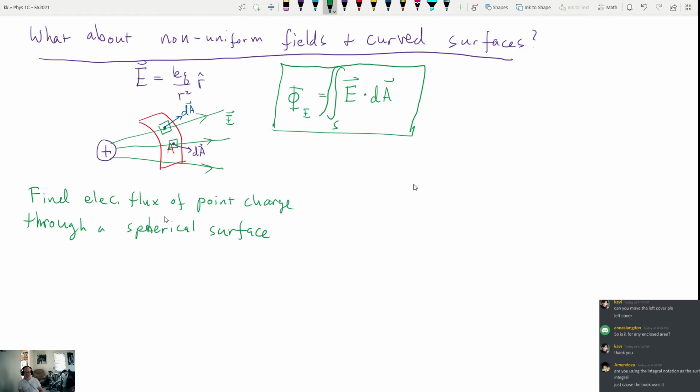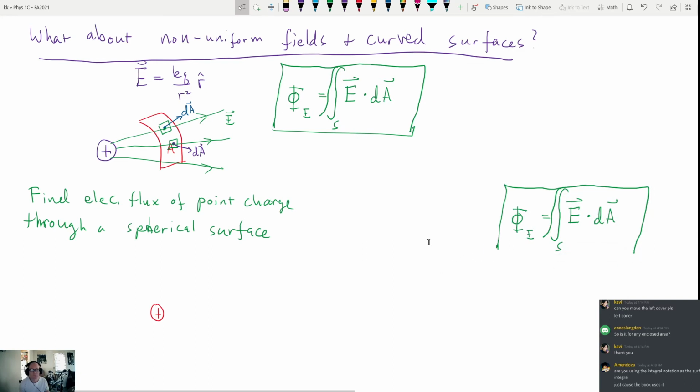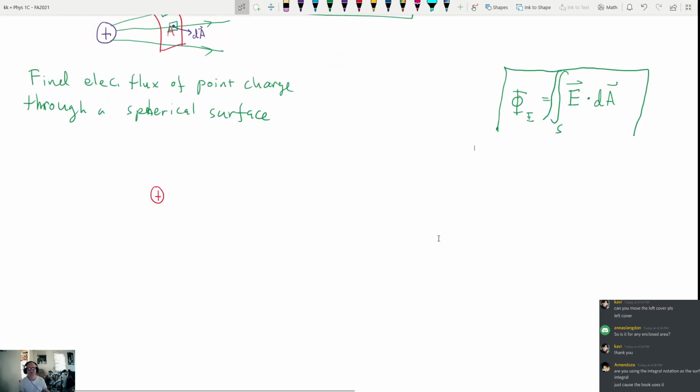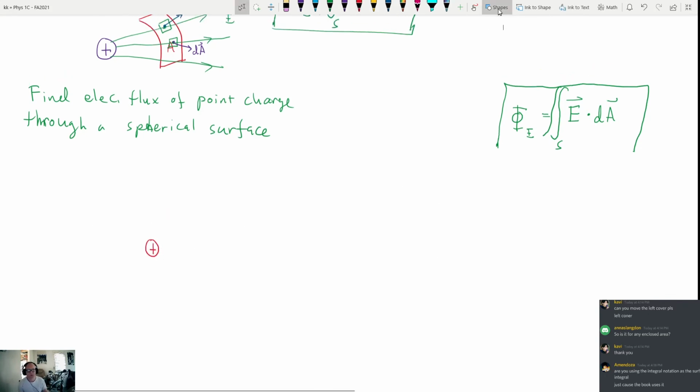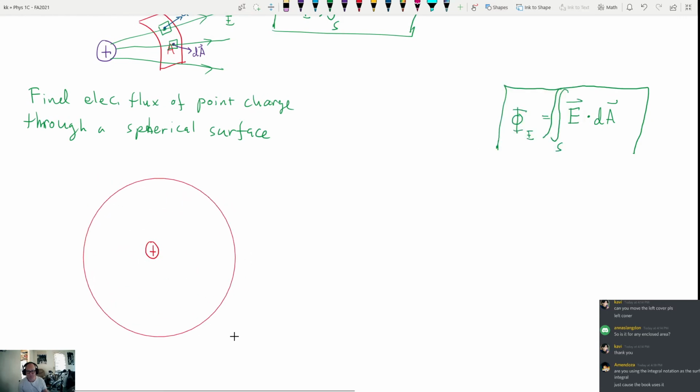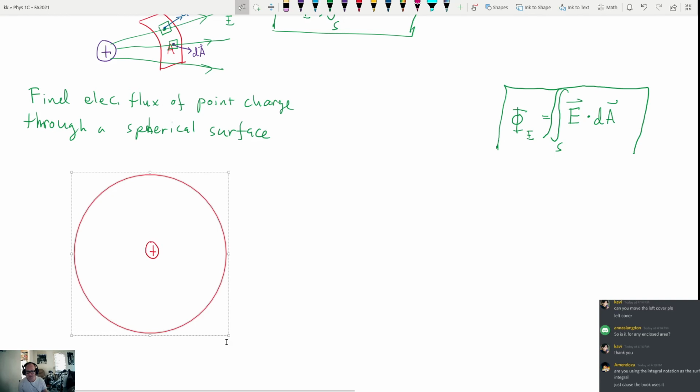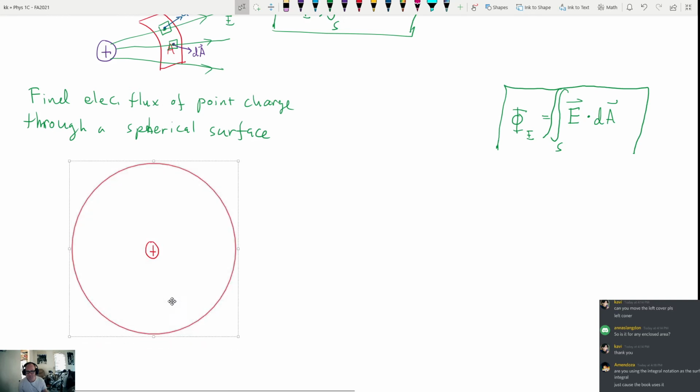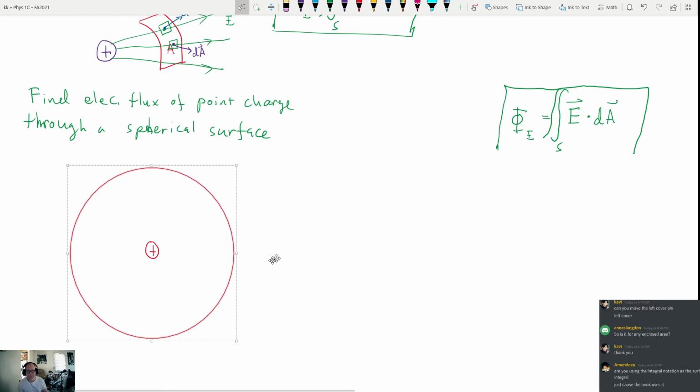Okay. Find the electric flux of a point charge through a spherical surface. So we've got a point charge. That's our equation that we're going to use. We want to find the electric flux of a point charge through a spherical surface. So let's move our point charge down a little bit. Let's surround it with a sphere. Try to get it right in the center. Looks pretty good. And then we'll draw another line around here to make it look more like an actual sphere.